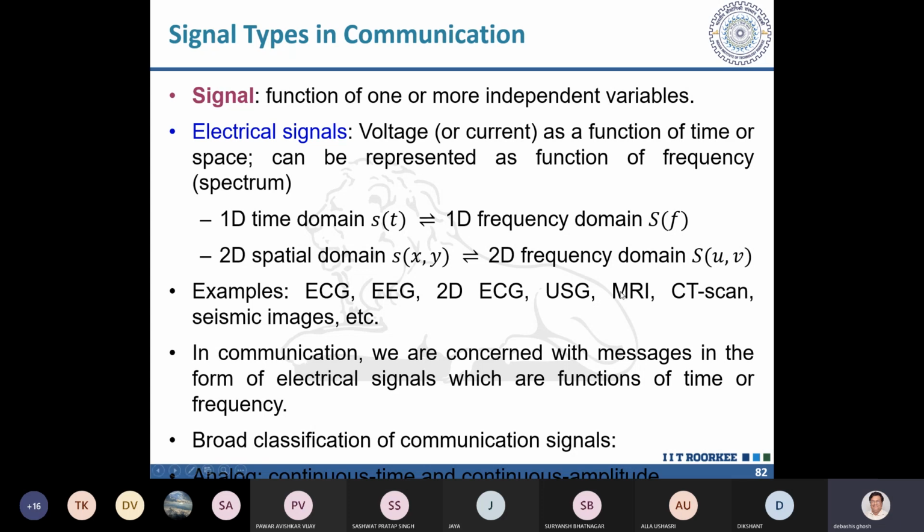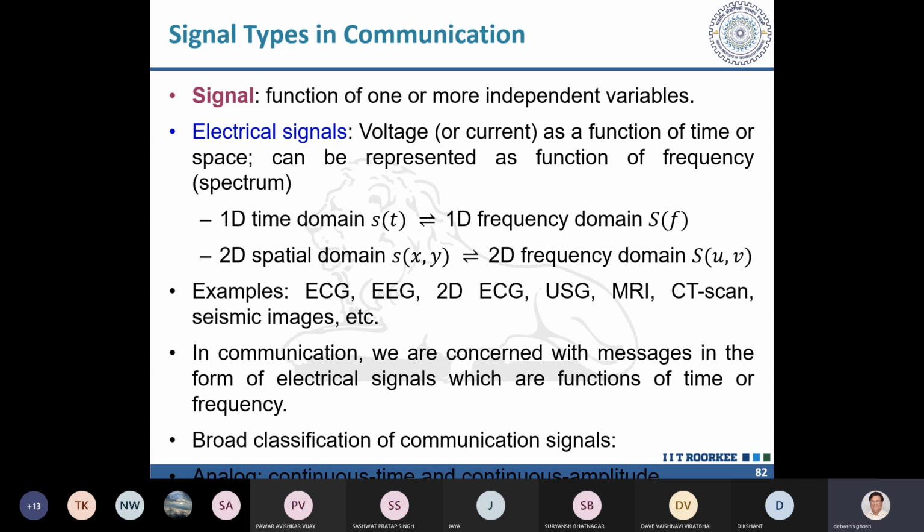MRI is also an electrical signal. CT scan, okay. Seismic signals are used for exploring for oil, whether there is oil underground, whether any other mineral is there underground. Then for earthquakes also, to find whether there is any disturbance below the earth, whether some earthquake is about to come or not, you use seismic images, seismic signals. So these are all different types of signals.